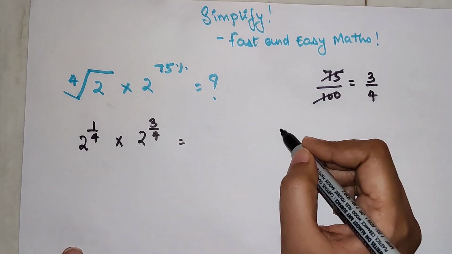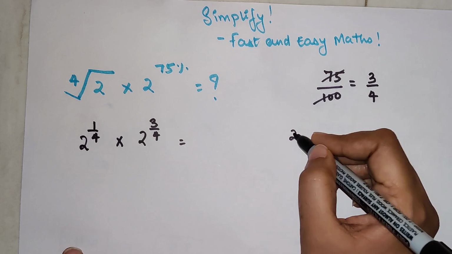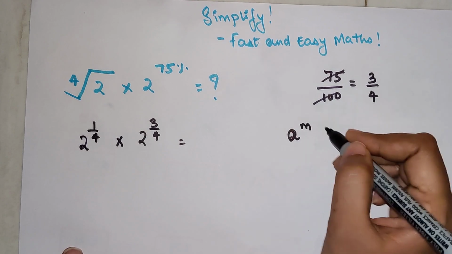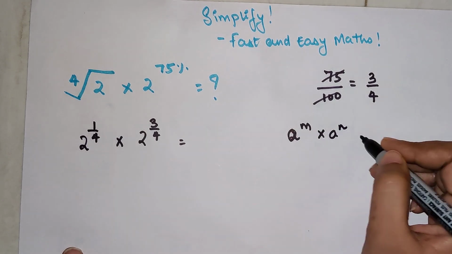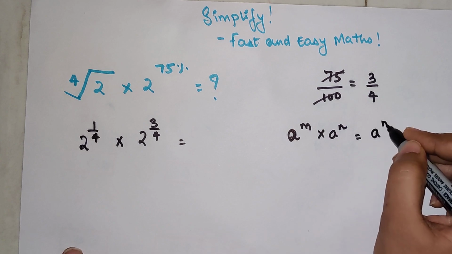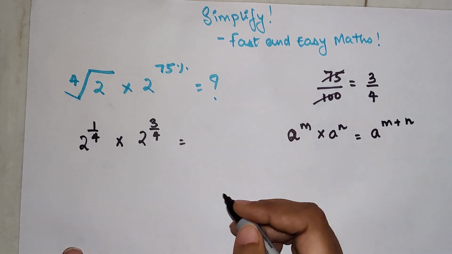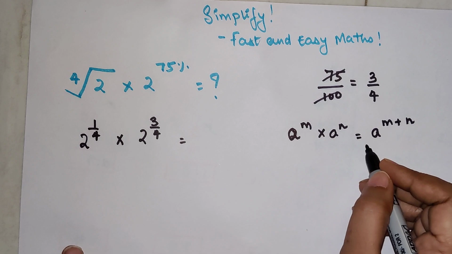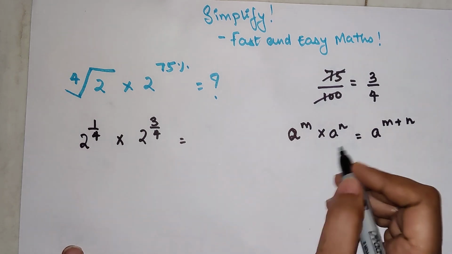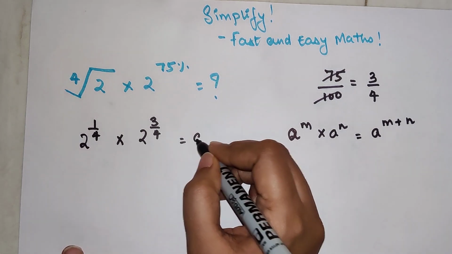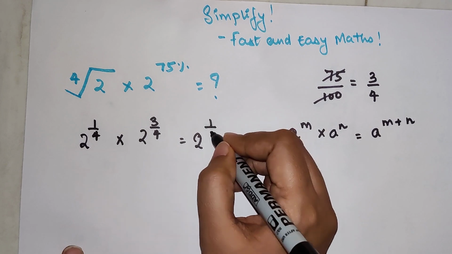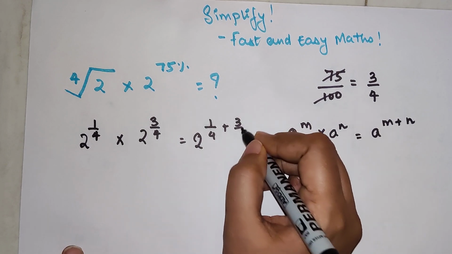Okay, so now please understand, a raised to m into a raised to n. The law of indices is what? A raised to, we just have to add the index when the bases are same and they are getting multiplied. So here also I can do that, 2 raised to 1 upon 4 plus 3 upon 4.